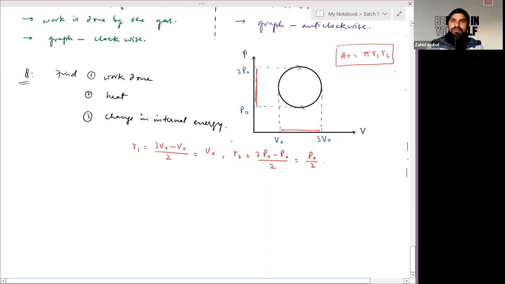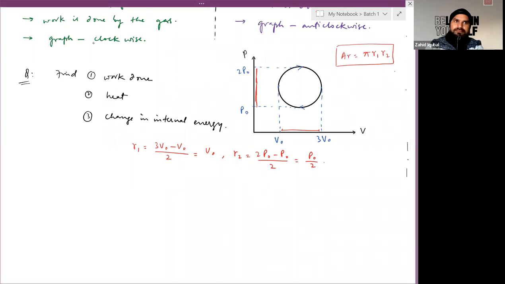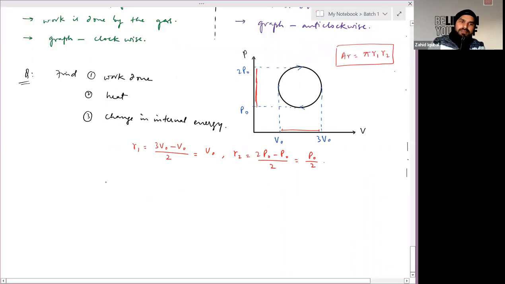Just use this value and put in the above part, you'll get work done. So first, work done is area under PV curve. Area is pi R1 into R2. R1 is V0 and R2 is P0 divided by 2. So it will be pi P0 V0 divided by 2.